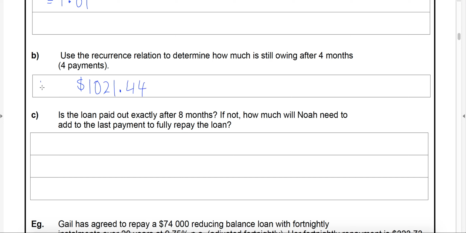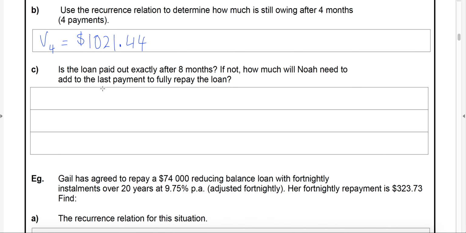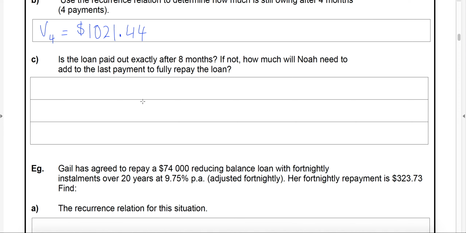And I'll just label that as V4. Now keep in mind, we were told that it was going to take 8 monthly payments, but what sometimes happens because of rounding off is we might have a tiny little bit left over at the end of the 8 months, and that's what this is getting us to explore. Is the loan paid out exactly after 8 months? And if not, how much will Noah need to add to that last payment to make sure that it is fully repaid after the 8 months?